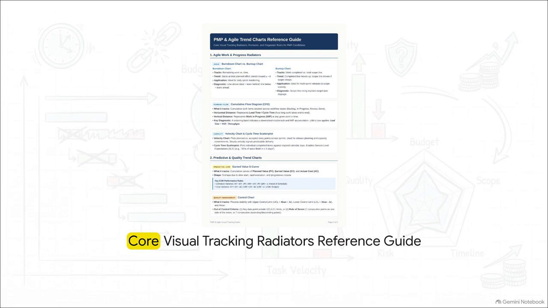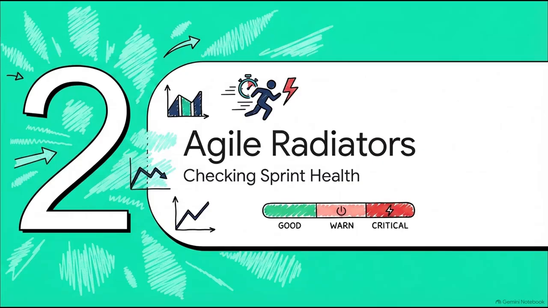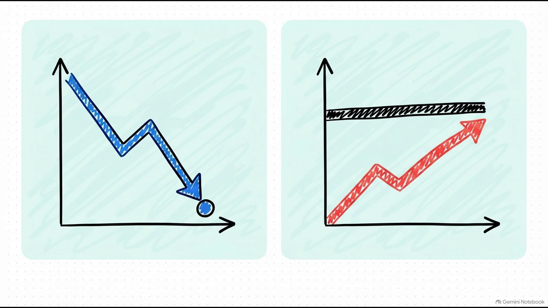Moving on to Section 2, Agile Radiators and Sprint Health. Since Agile sprints move fast, we'll start by checking in on short-term project health. We have to start with the classics. On the left, you've got the burn-down chart, which tracks remaining work against time, ideally trending straight downwards towards zero. That makes it absolutely perfect for daily monitoring.